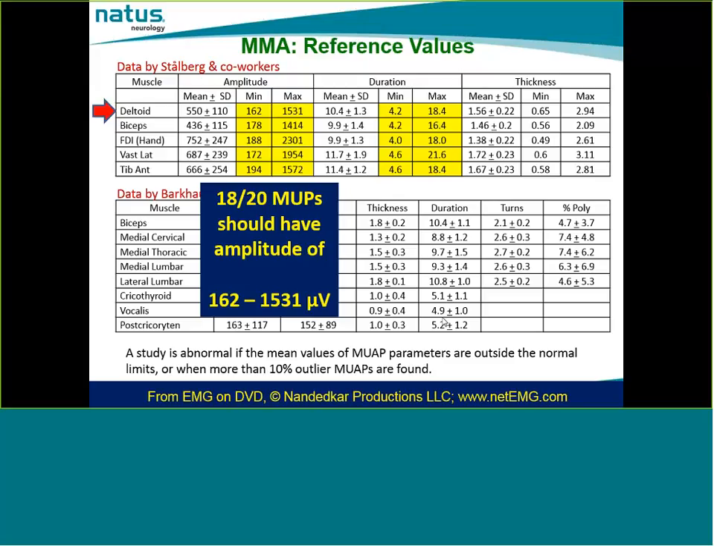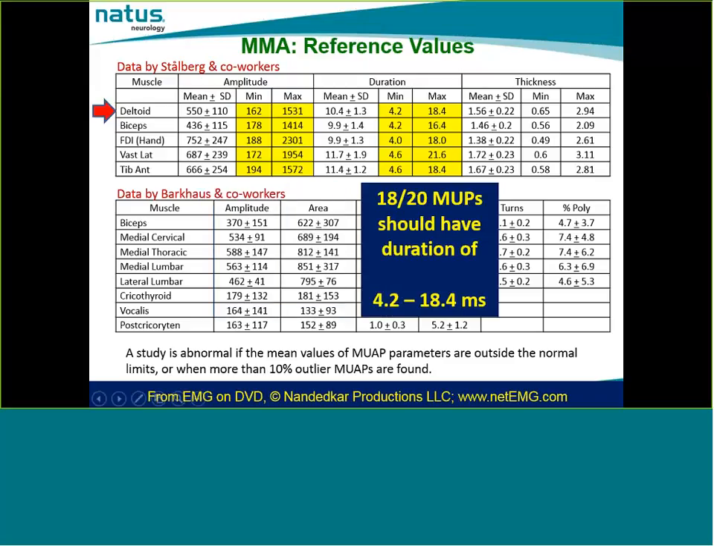So outlier is a very fast way of looking at data, and it is particularly useful when the abnormalities are obvious. When the abnormalities are mild, one probably needs to look at the mean values as well as the outlier approach. And similarly, here are the normal limits for duration, 4.2 to 18.4 milliseconds. So those are the 2 approaches, mean values and individual values.